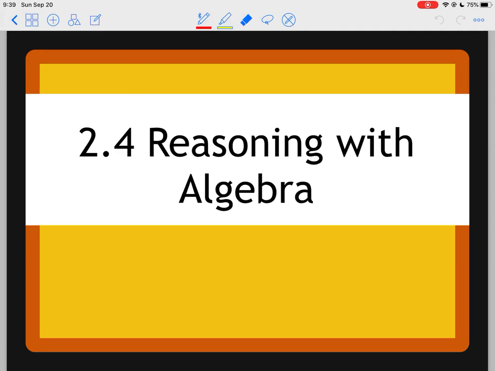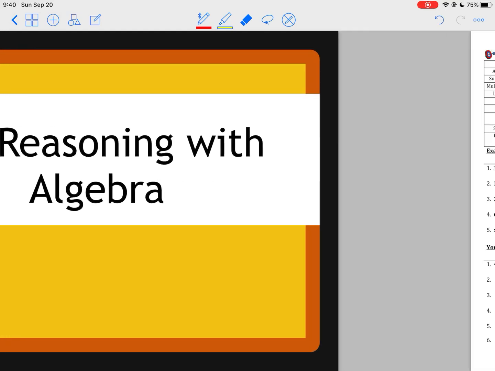All right, in this lesson, we're going to be reasoning with algebra. So we're going to start looking at two-column proofs and how they apply to geometry. And with this, we have to use deductive reasoning, and that law of detachment comes up a whole lot when we are writing proofs.